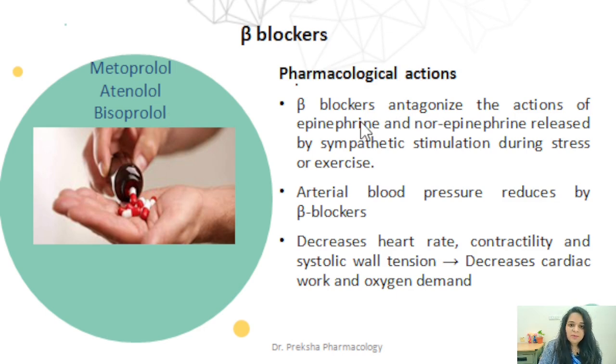So beta blockers antagonize the actions of epinephrine and norepinephrine, which are released by sympathetic stimulation during stress or exercise. This will ultimately decrease the arterial blood pressure, and beta blockers also decrease the heart rate, contractility and systolic wall tension. This will ultimately decrease cardiac work and oxygen demand.